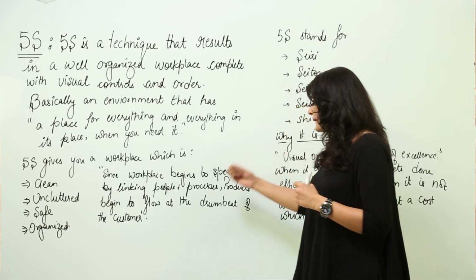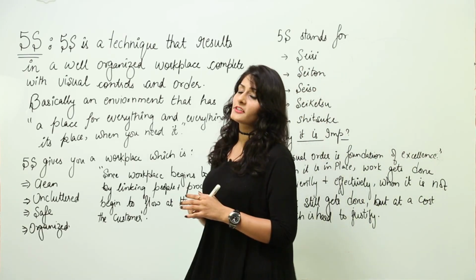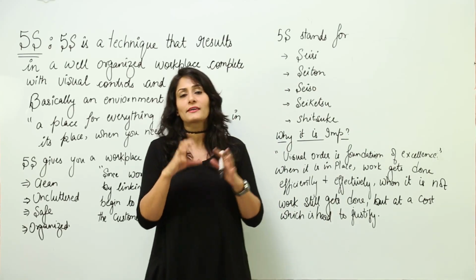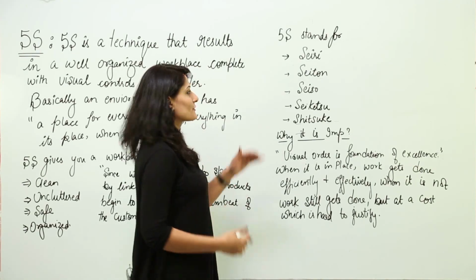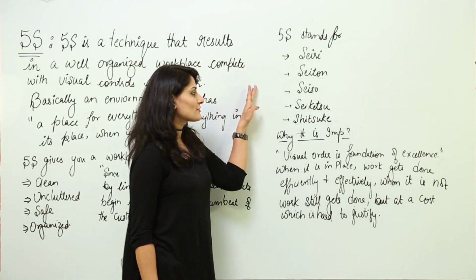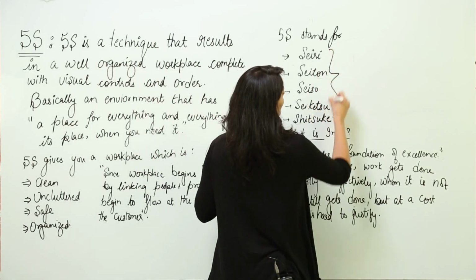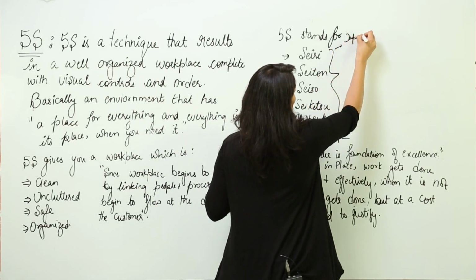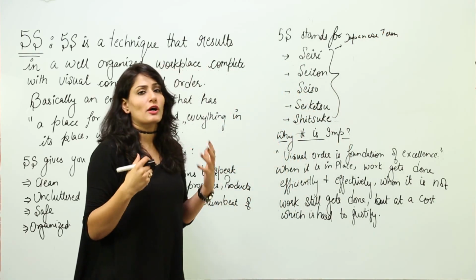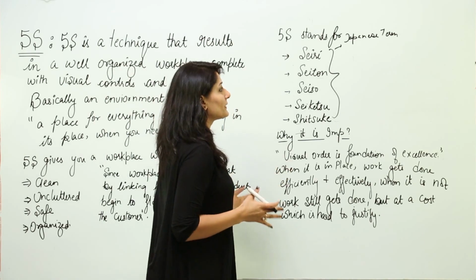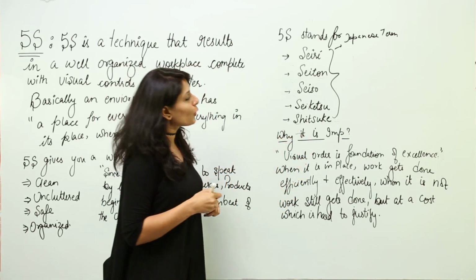And by linking people and processes, products begin to flow at the drumbeat of the customer. This means whenever a customer requires a product, it would be ready, there would be no delay, there would be no defect. 5S stands for Seiri, Seiton, Seiso, Seiketsu and Shitsuke. Now basically all these are Japanese terms, because we know that lean originated in Toyota, and these are Japanese processes. So they have been converted into English for global implementation.